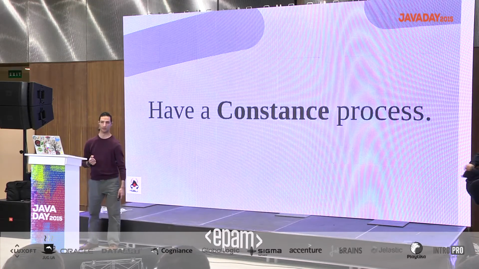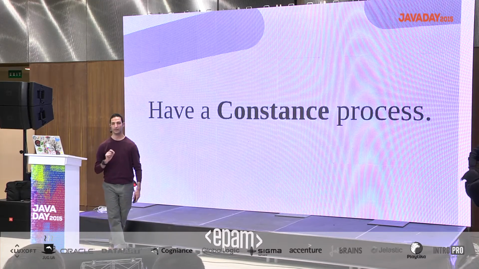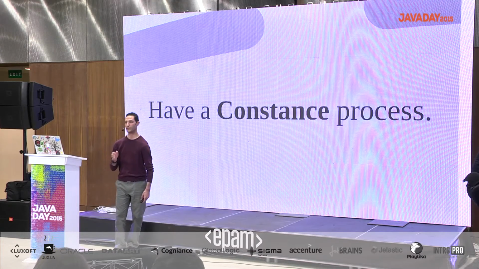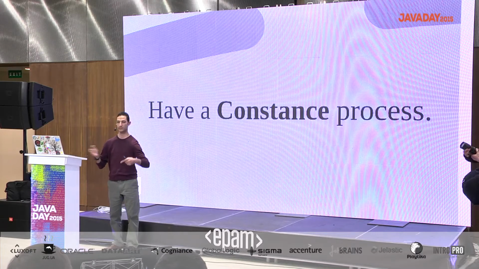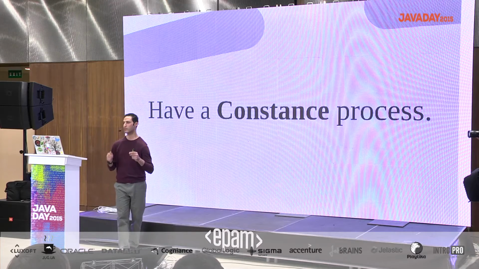Have a consistent process. That means you are writing down every step. Everything should be written down. And have the same steps every time. Revisit your work and follow the same steps. This will reduce your risks in your API design.